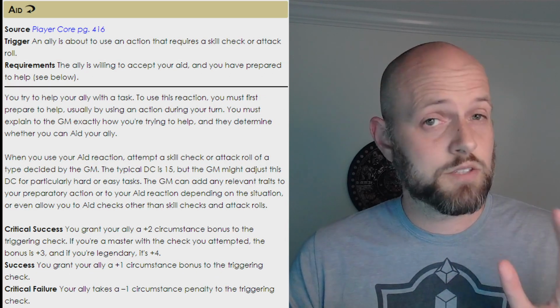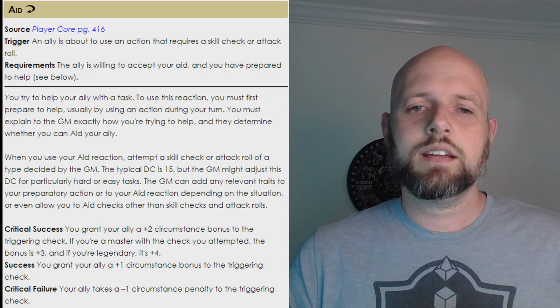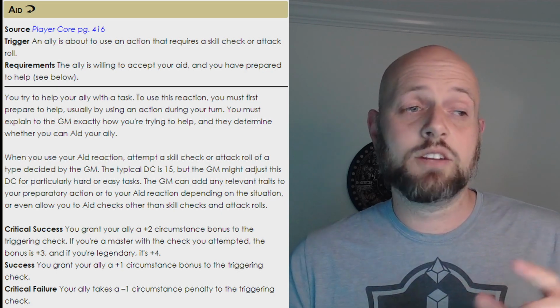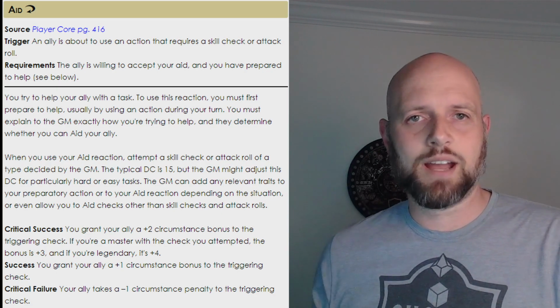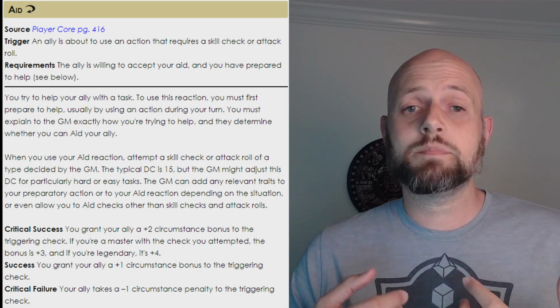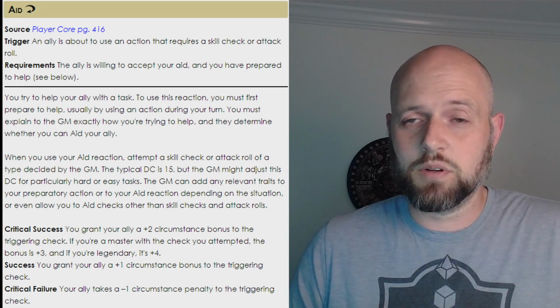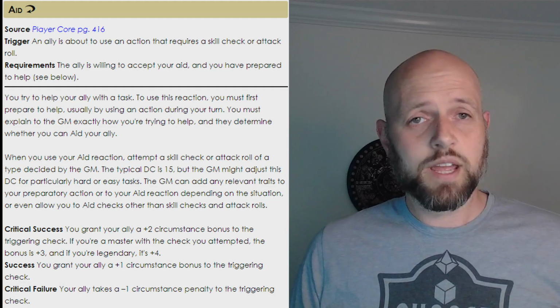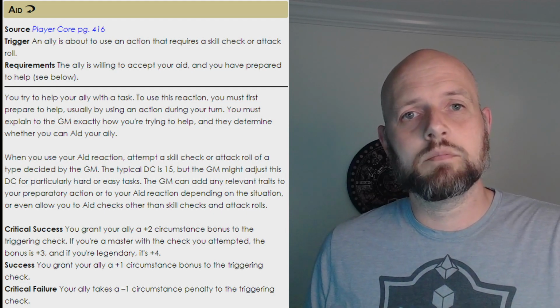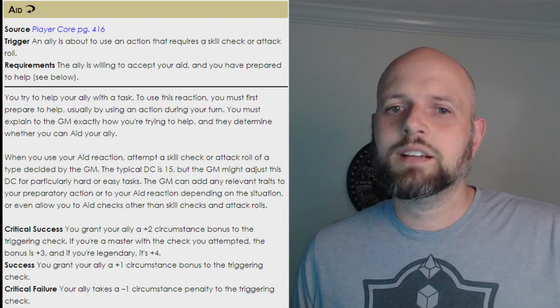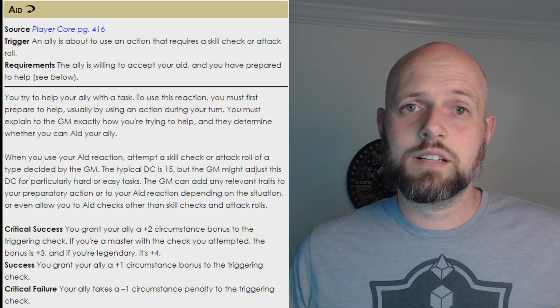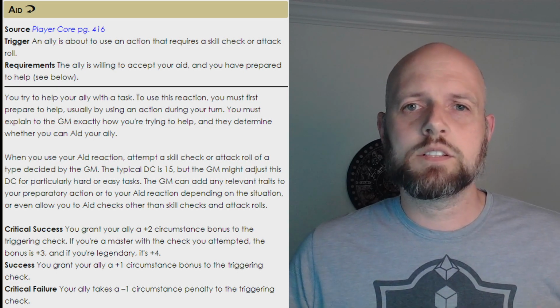First is Aid, and this one's a big one. Aid allows you to use 1 action and your reaction to help somebody out. So you might be able to aid them in lifting a door. Maybe you don't want to do it yourself. You want to lift up this stone door. Okay, well, you're going to let them do it, but because you're helping even a little bit, you might be able to give them a bonus to their chance to succeed. So that's what aid is doing.